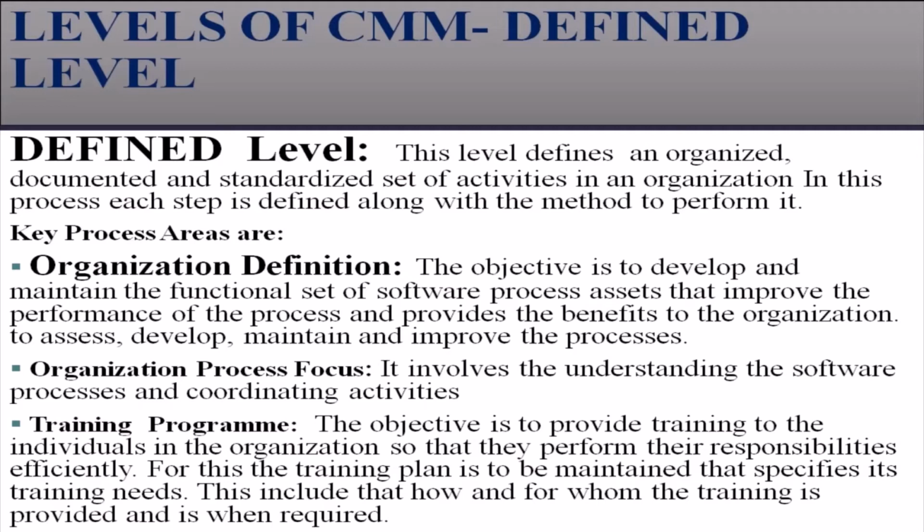The key process areas include organization process definition. The objective is to develop and maintain the functional set of software process assets that improve the performance of the process and provide benefits to the organization to assess, develop, maintain and improve the processes. The next key process area is organization process focus. It involves the understanding of the software processes and coordinating activities.